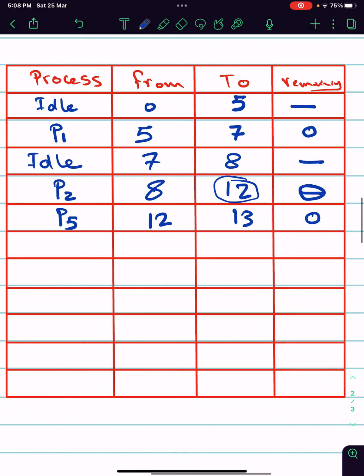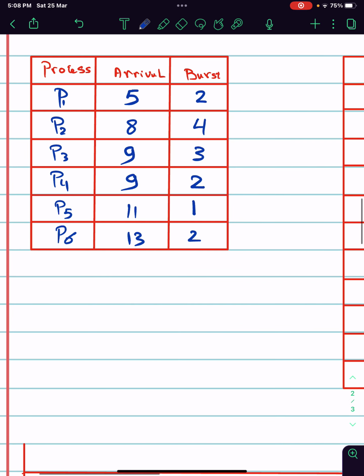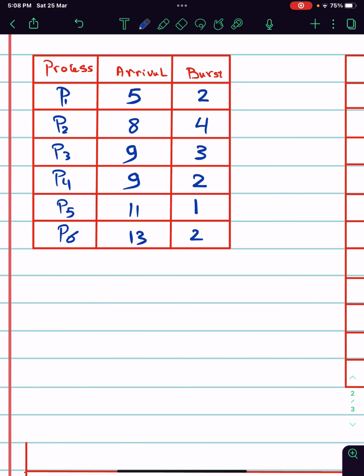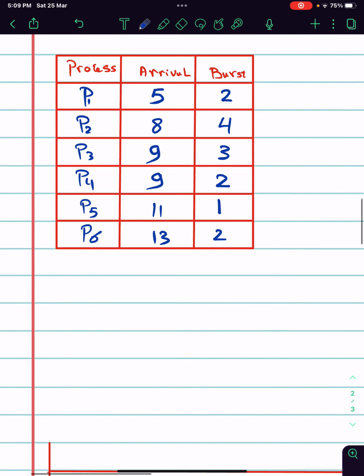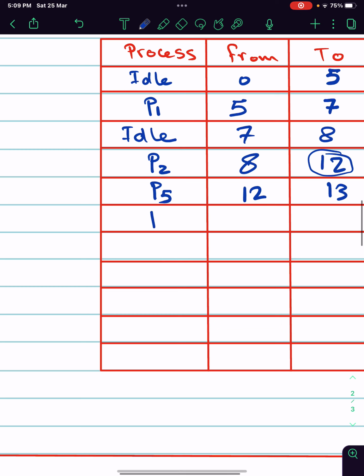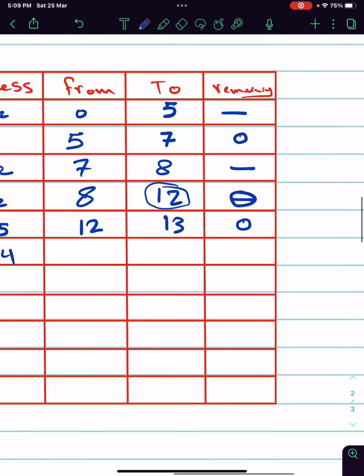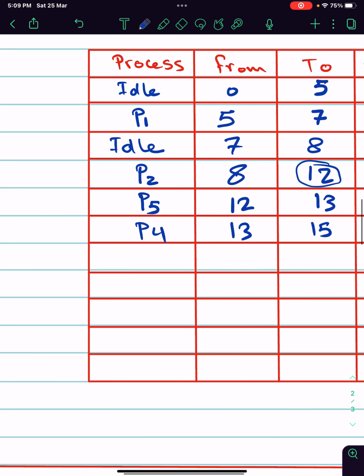And then now it's 13. Your choices are P3 with a burst of 3, P4 with a burst of 2, and P6 with a burst of 2. I'm gonna be taking first come first serve between the equal bursts. As you can see, the candidates are P4 and P6, so I'm gonna be taking P4. So here is gonna be P4. It's going to work from 13 to 15, and the remaining time is 0.